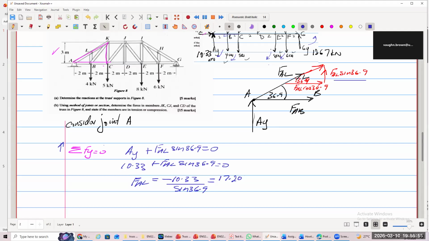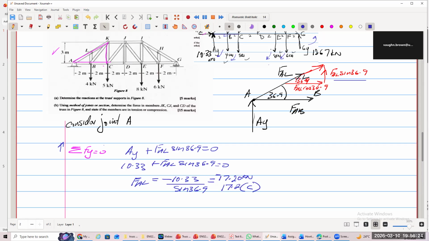Kilonewton. Yeah, minus 17.2. All right. So you could write that. This force is clearly telling that it's a compressive force. So you could write 17.2 with a bracket big C, compressive force, to tell you that it's minus. So the assumed direction is wrong. It is actually going into joint A. It is not coming out of the joint.